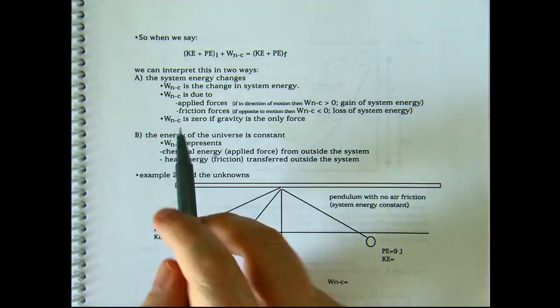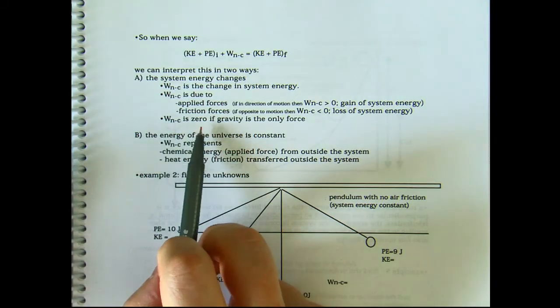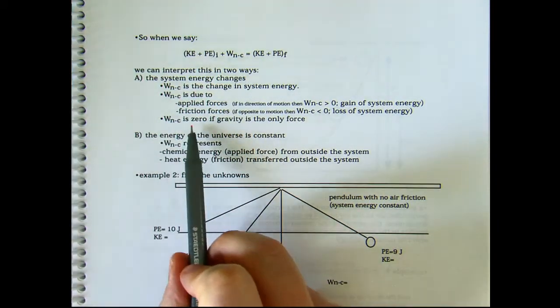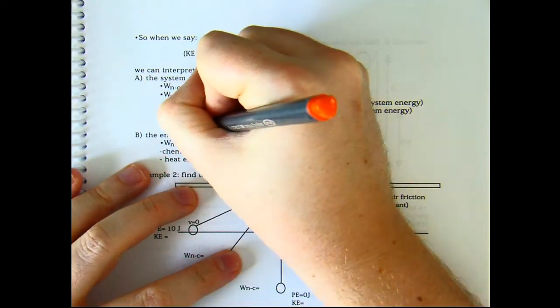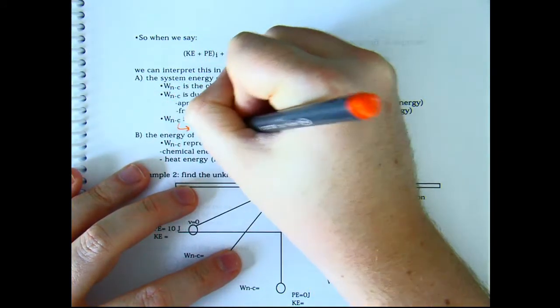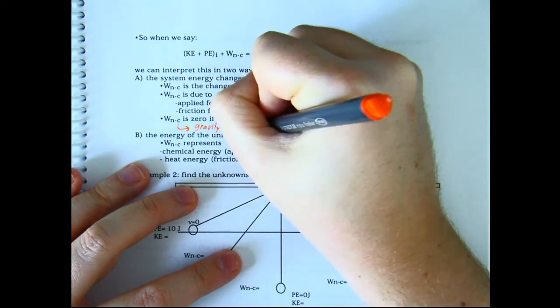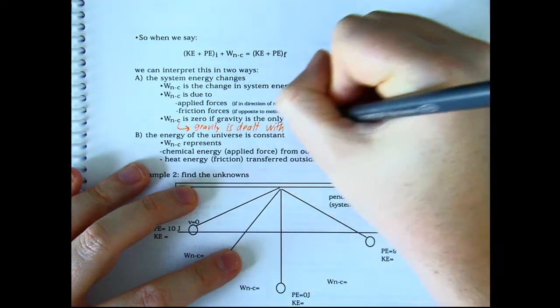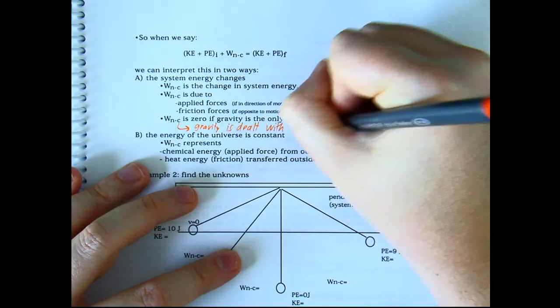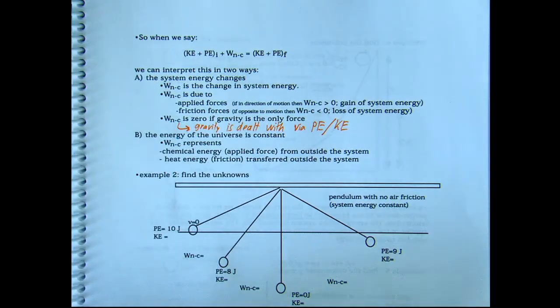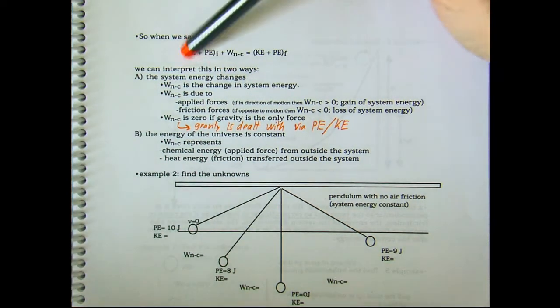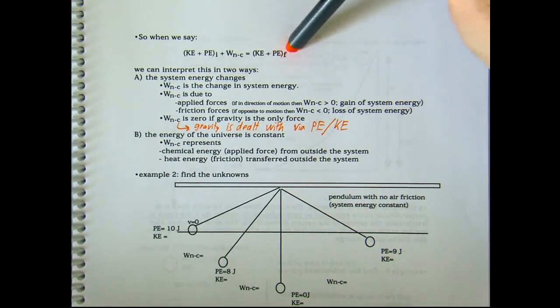And this non-conservative work is zero if gravity is the only force, because gravity is dealt with via potential energy and kinetic energy. But the other way we can interpret this conservation of energy equation is that the energy of the universe itself is constant.